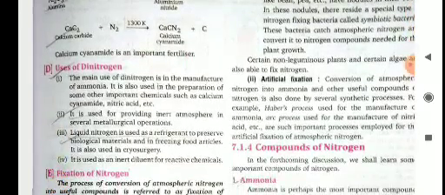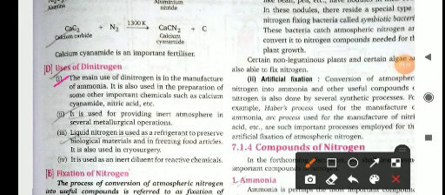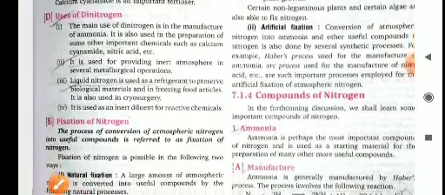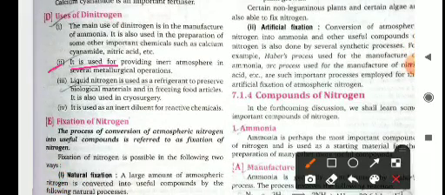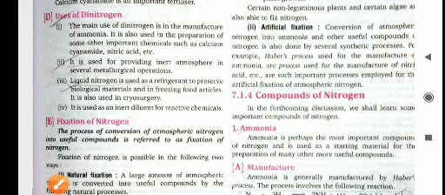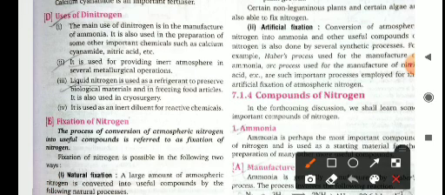Now come to the uses of dinitrogen. The main use of dinitrogen is in the manufacturing of ammonia, and it is also used in the preparation of some other important chemicals such as calcium cyanamide and nitric acid, etc. Second, it is used for providing an inert atmosphere in several metallurgical operations. Okay, metallurgical operations means those in which we extract metals from their respective ores.